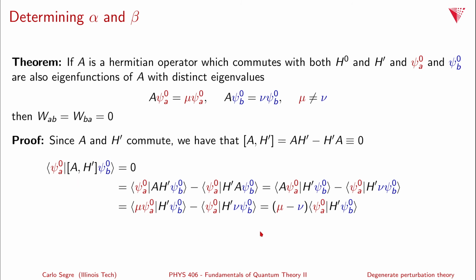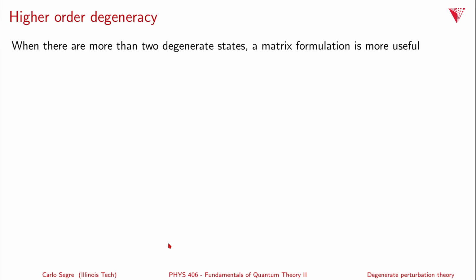What this means is that this is simply the off-diagonal matrix element, and if mu is not equal to nu, then the off-diagonal element must be 0. We'll use that occasionally to find the right combination of wave functions to normalize and to diagonalize H prime.